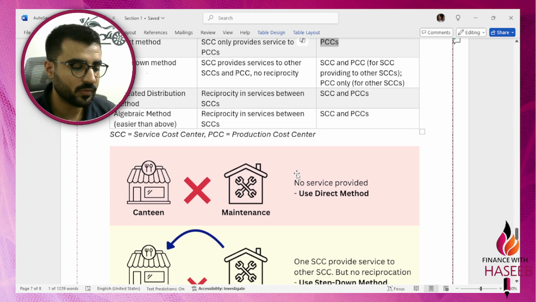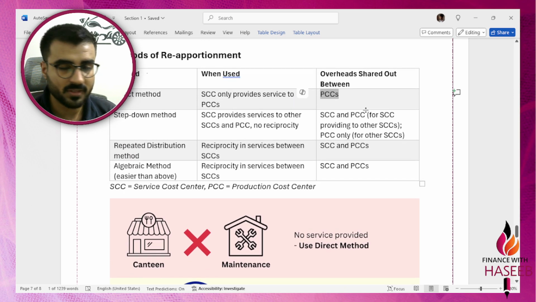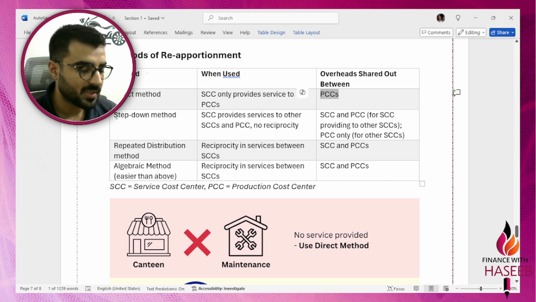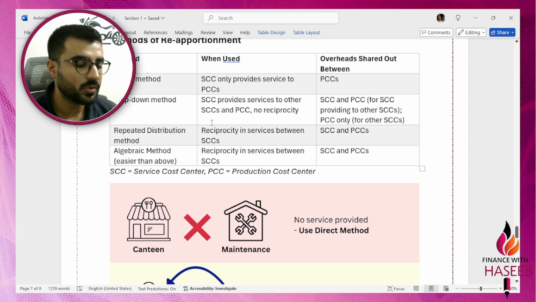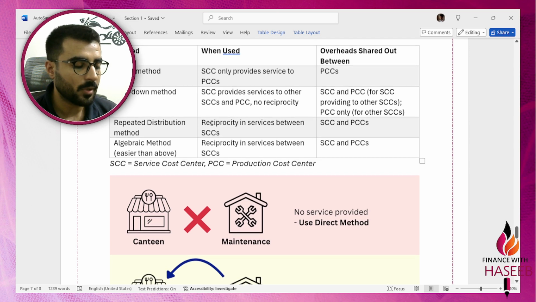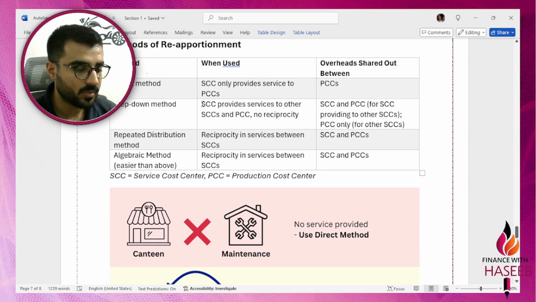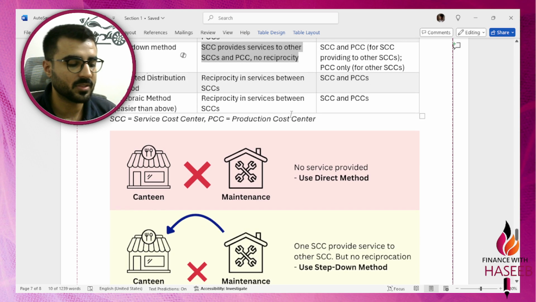In this case, you will use the direct method, and the direct method is very easy because you only have to share the service cost center overhead between production cost centers. Now what is the second method of reapportionment? It is the step down method. The step down method is used when service cost centers provide services to other service cost centers and production cost centers, but there is no reciprocity between the services provided.